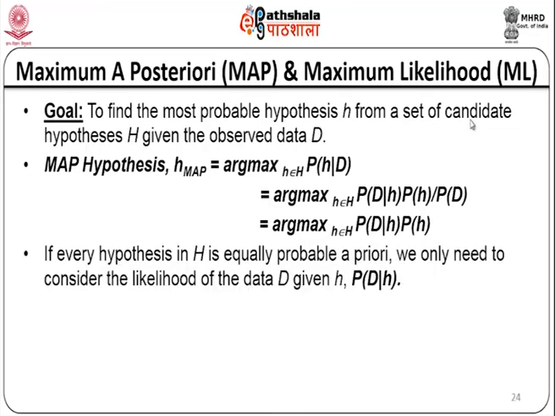Now, if every hypothesis in H is equally likely, that is we do not need to multiply by P(H) because the probability is equal, then that is not going to affect your posterior, in which case you have only the likelihood of the data.